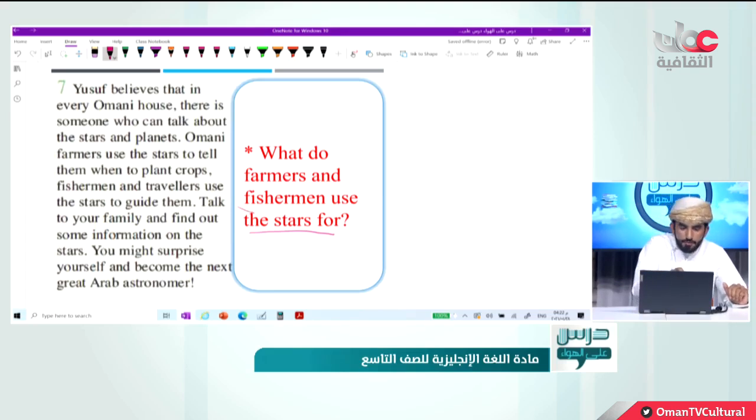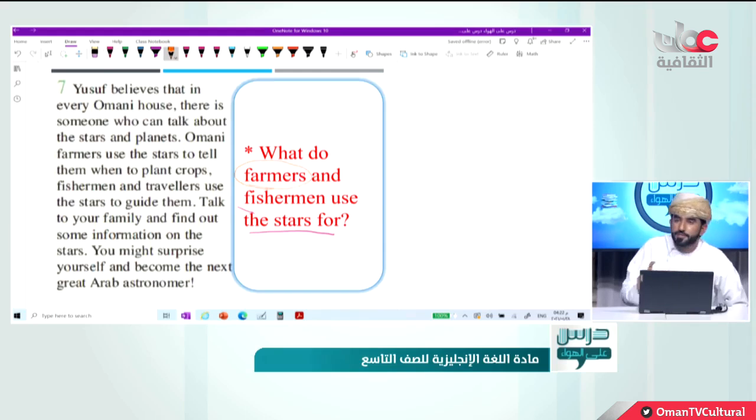Yusuf believes that in every Omani house, there is someone who can talk about the stars and planets. Omani farmers use the stars to tell them when to plant crops. Fishermen and travelers use the stars to guide them. Talk to your family and find out some information about the stars. You might surprise yourself and become the next great Arab astronomer. Where is stars for? We cannot find it. Okay, teacher, we cannot apply the same strategy. What should we do, teacher? Very simple. You've got some keywords. Focus.